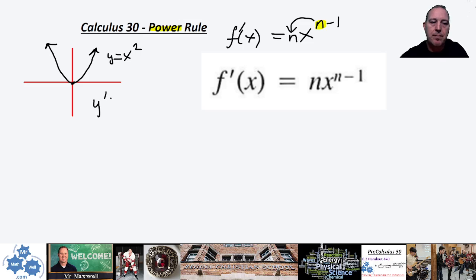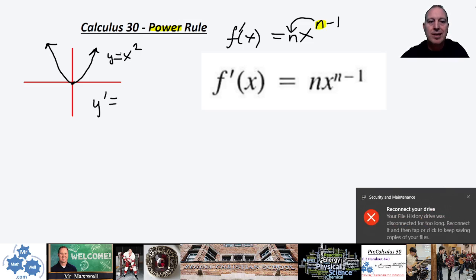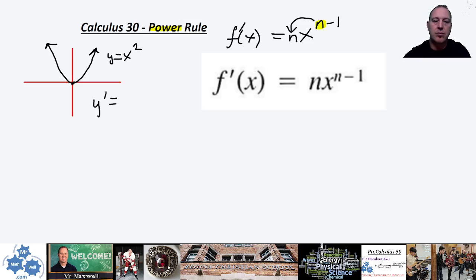And so y prime, use the power rule, 2 comes down, and remember this is a shortcut for all of your limit work, whatever we did with limits in chapter 1. This is a shortcut for all this. And so I bring the 2 down in front and I subtract 1 from 2. So guess what? My derivative expression is 2x. It's that easy.